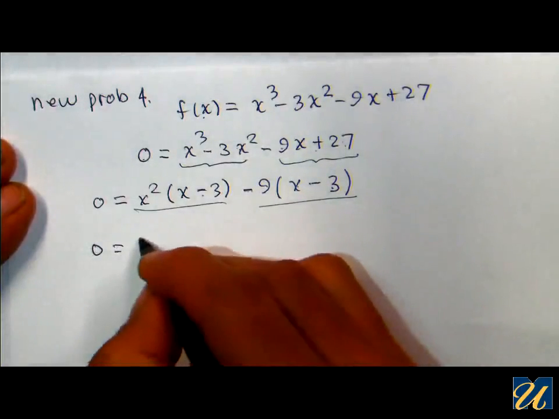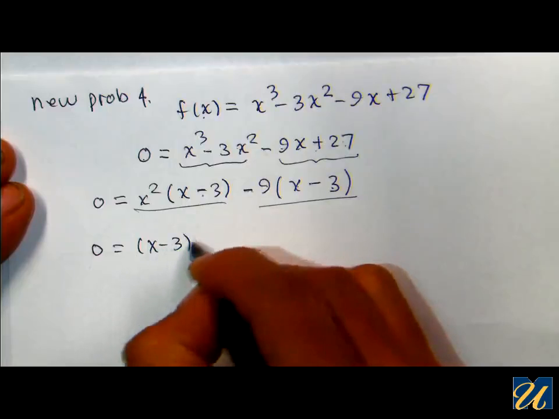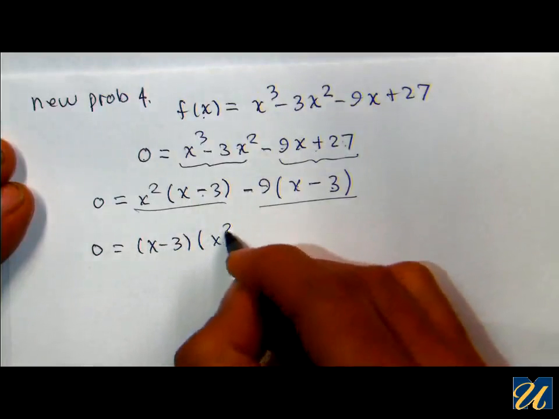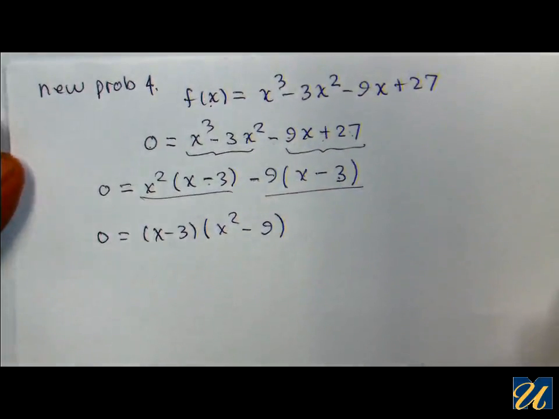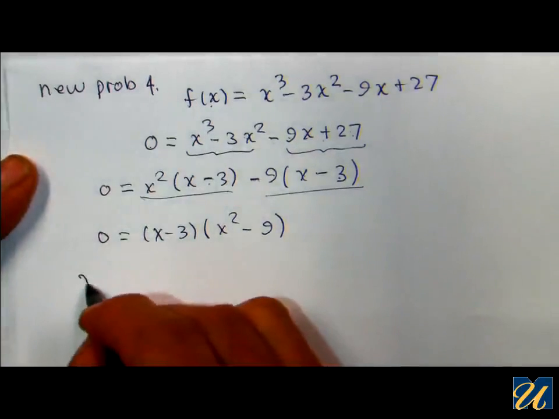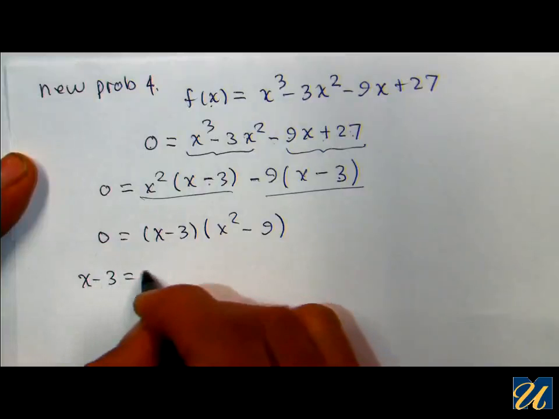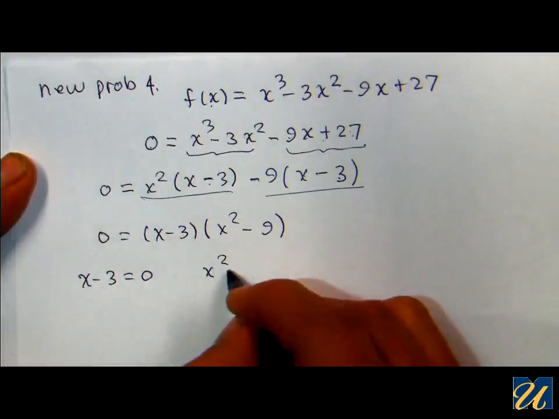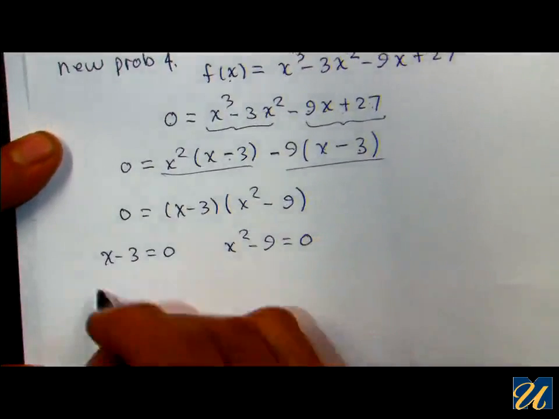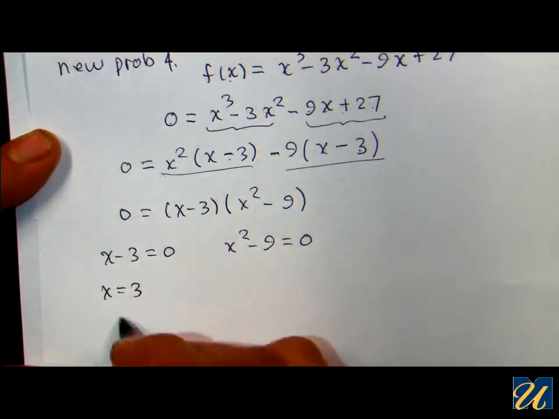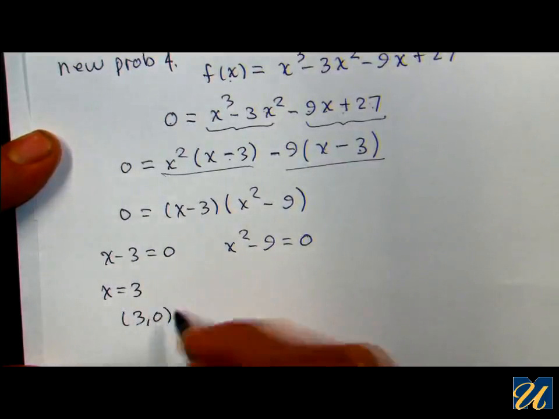So we'll factor out the x minus 3 and write what's left. X squared minus 9. Okay, that was the hard part. Now the easy part, set each factor to 0. So x minus 3 is 0, and x squared minus 9 is 0. Solve each resultant equation. X equals 3, so that's the intercept (3, 0).